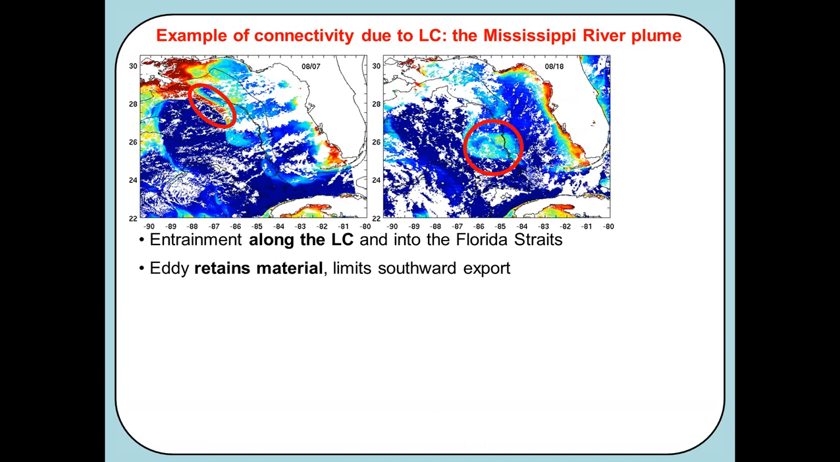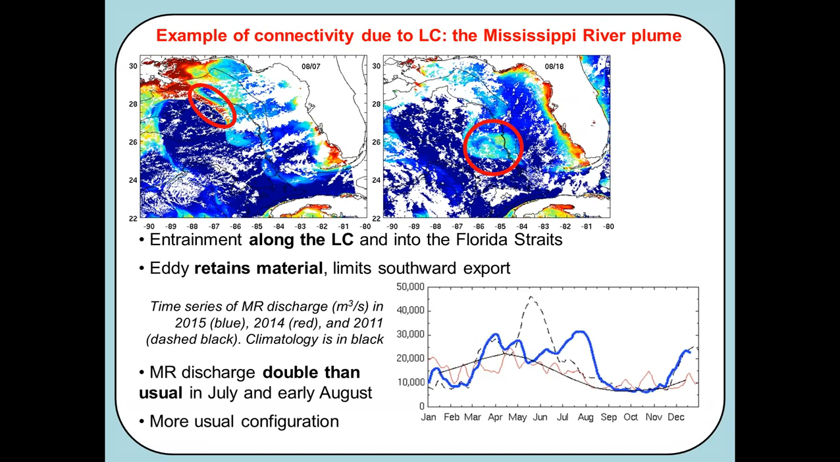And later in August, we see this typical signature of a large loop current frontal eddy, a cyclonic eddy at the edge of the current that this time is trapping material and preventing it from reaching the Florida Straits. And this event is also more usual with the large value of river discharge in July and August that are associated with this very strong signature along the loop current. So the discharge and the pathway are more usual for this type of export processes.